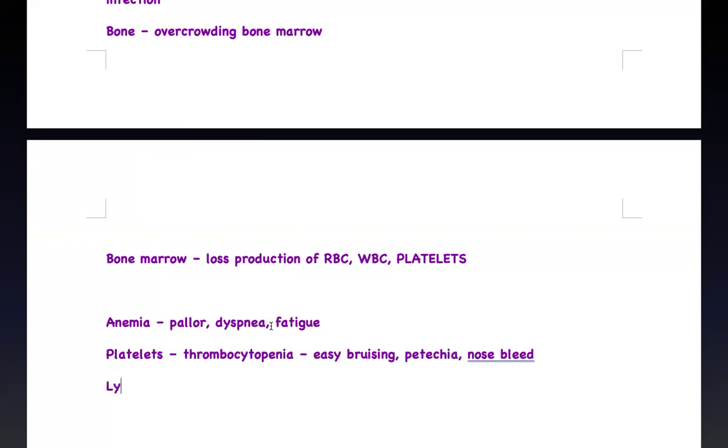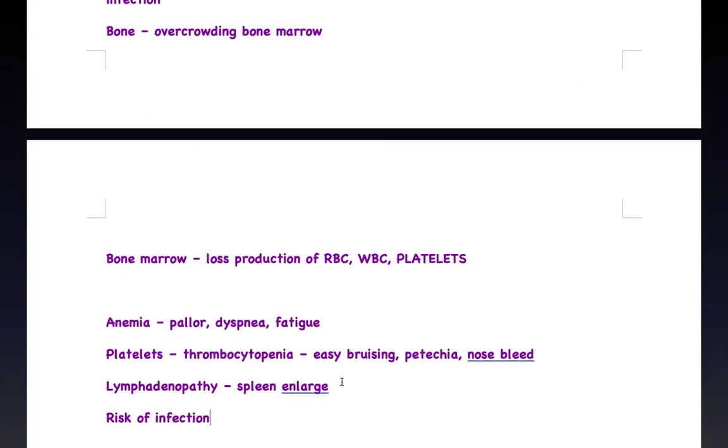And their lymph nodes, they have lymphedema, basically, or you can say lymphadenopathy. Basically, lymph nodes get bigger, or their spleen gets bigger, spleen enlarged. And then they may have risks of infection.